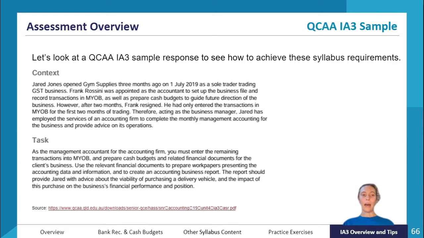So let's have a look at a QCAA IA3 sample response to see how to achieve these different syllabus requirements. So I encourage you to go to the QCAA website to have a look at all of the different resources they have there. They have got sample responses like this one. This one is a high-level sample response. They also have the different marking guides. They have the syllabus itself. They have different subject reports for each year.